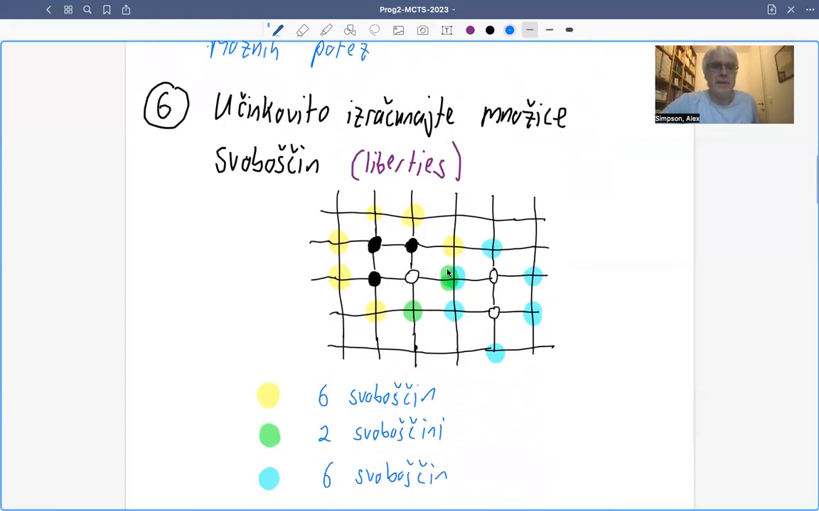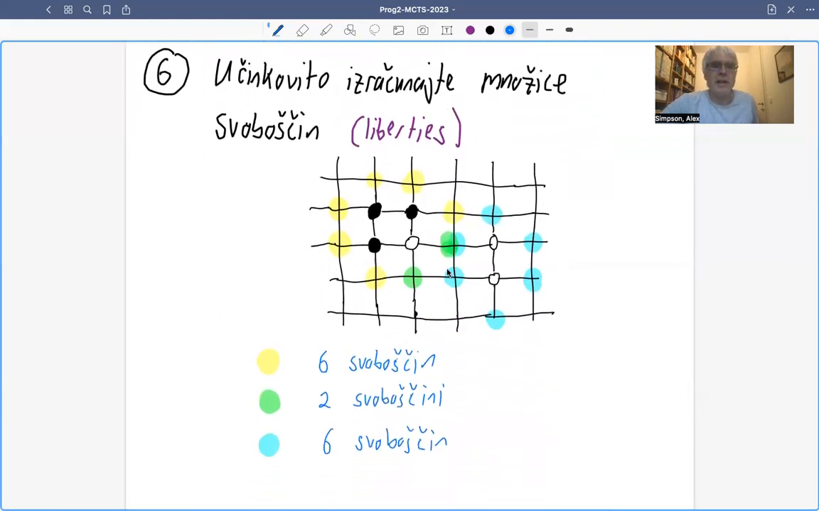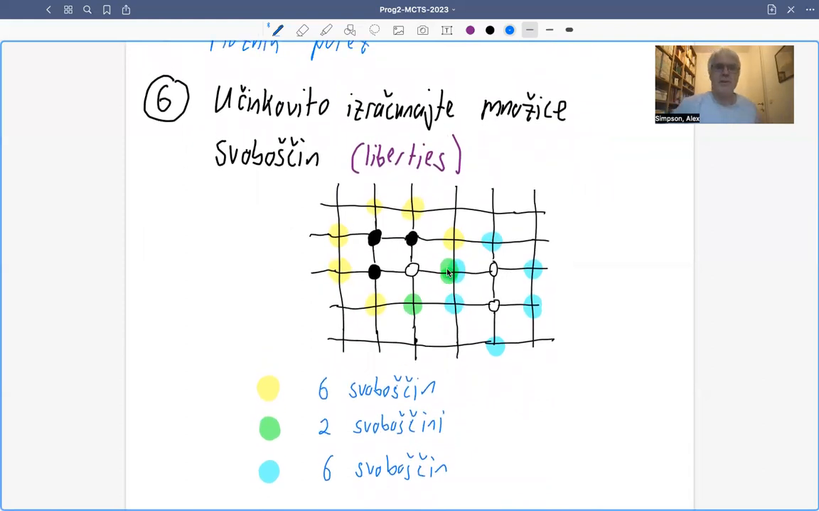Okay, something else that's important to do in implementing the game, and you will have all needed to do this, in order to be able to detect whether a game has been won or lost, is to implement an algorithm that calculates groups of stones and what are in English called their liberties, the available escape places for a group of stones.